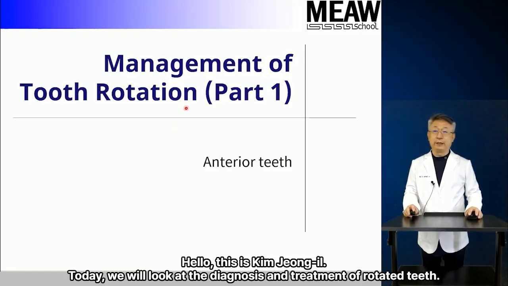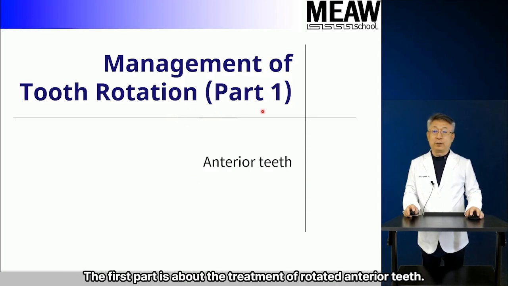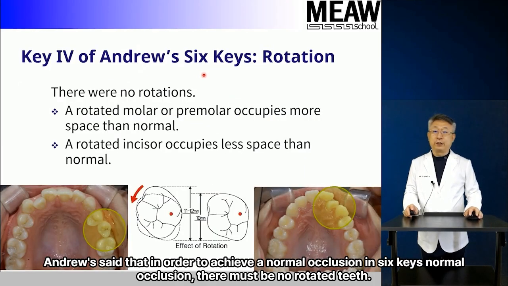Today, we will look at the diagnosis and treatment of rotated teeth. The first part is about the treatment of rotated anterior teeth. Andrews said that in order to achieve a normal occlusion in 6 keys, normal occlusion, there must be no rotated teeth.